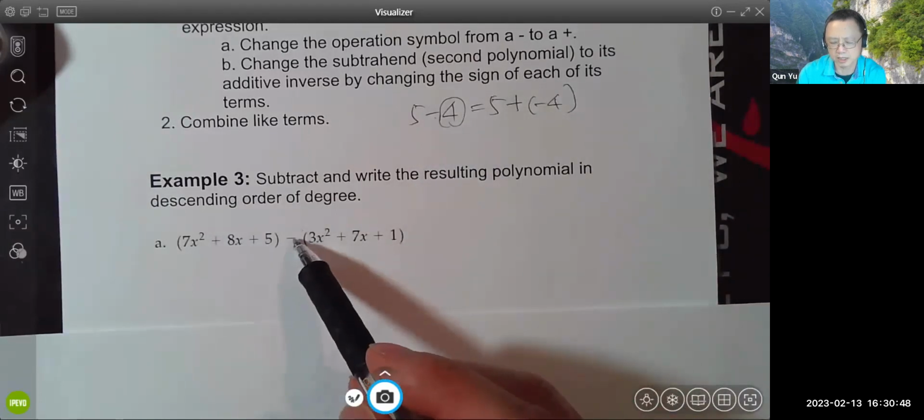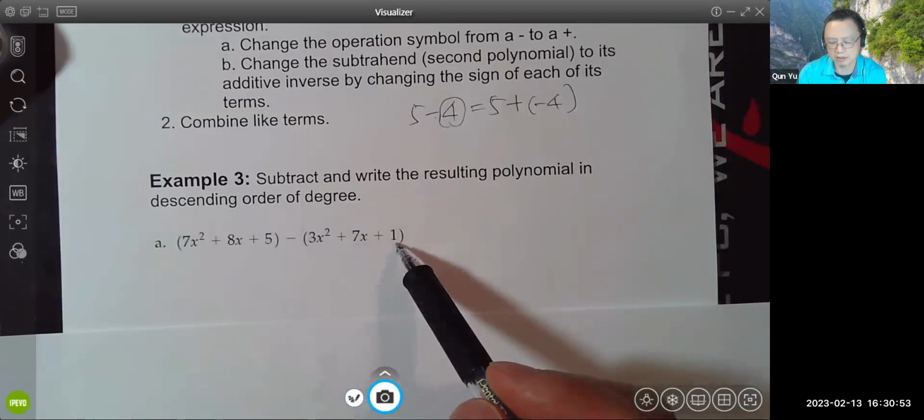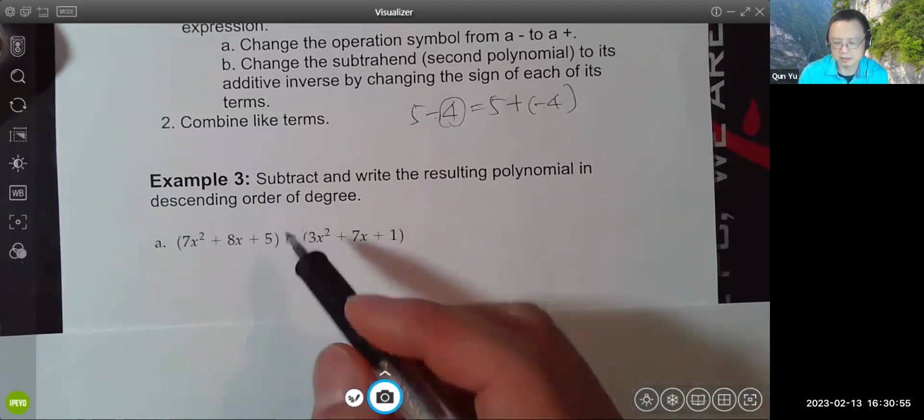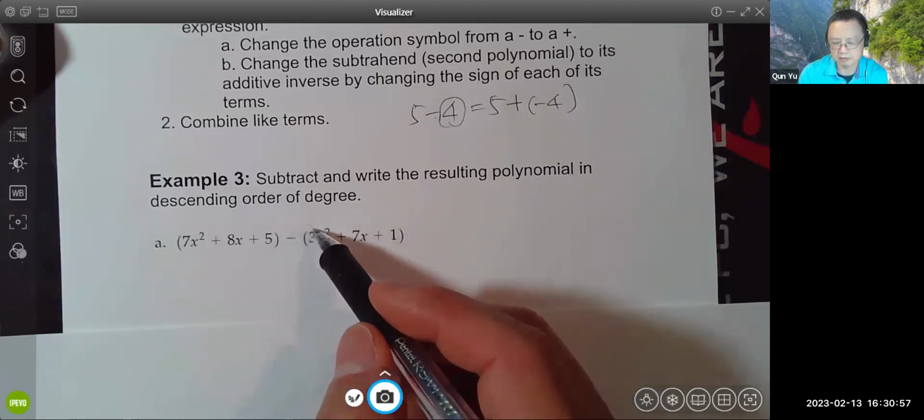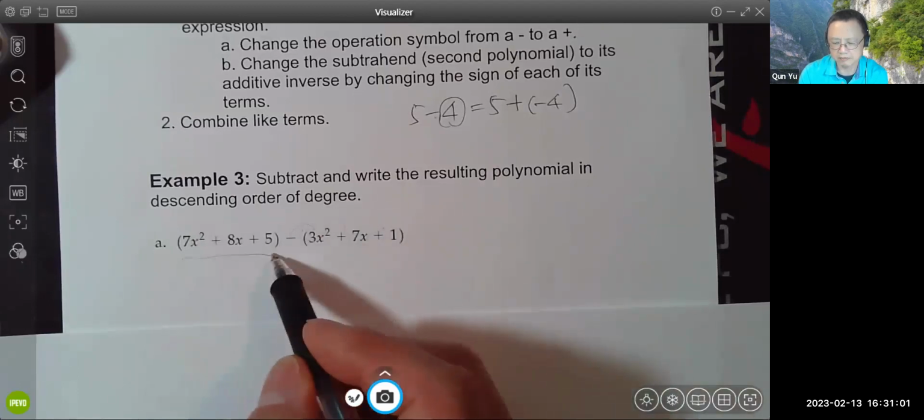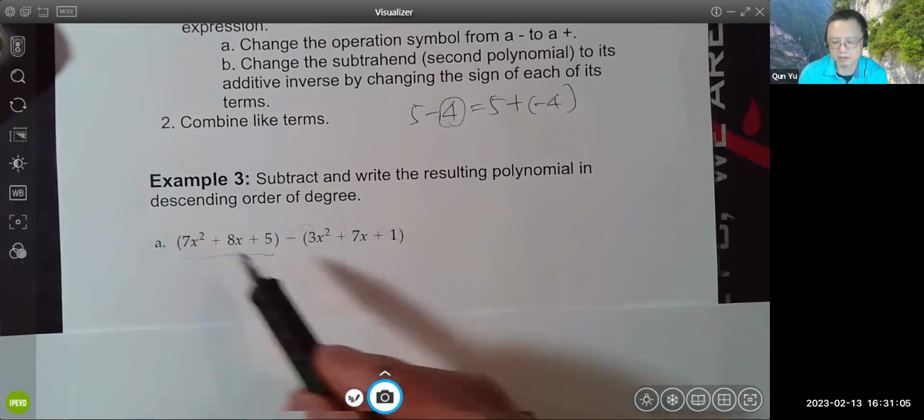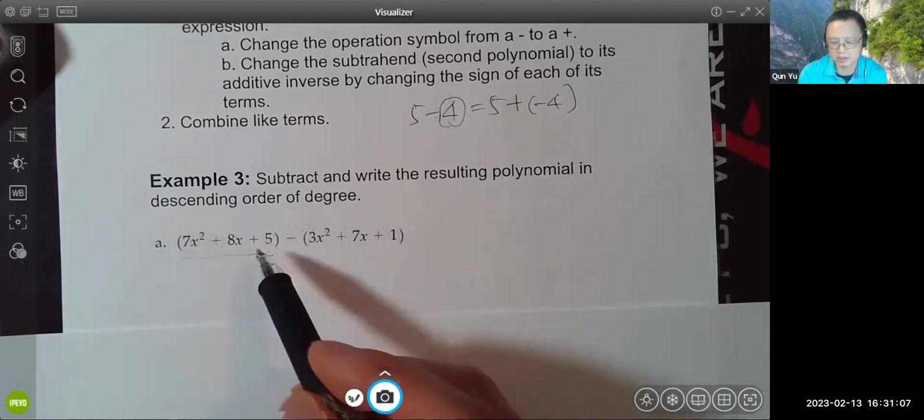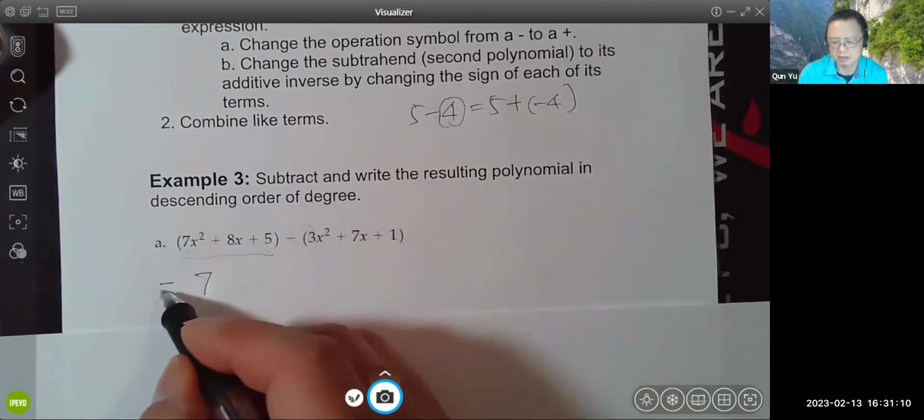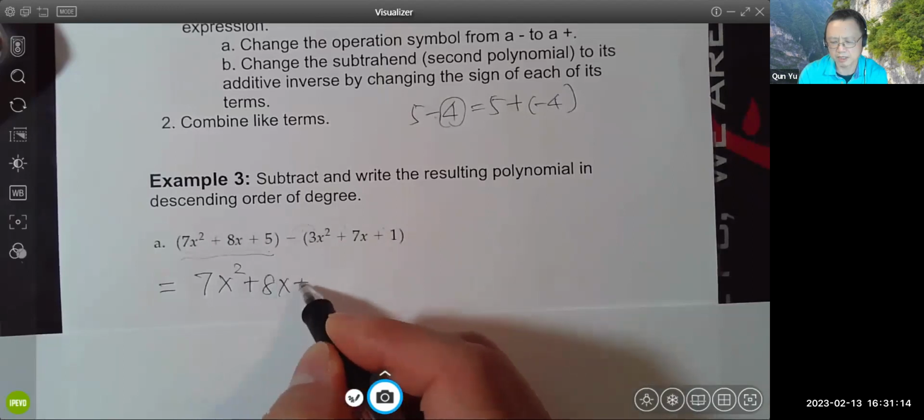Change the minus to plus, and change everything inside the parentheses to the opposite. So it's pretty much like you distribute this negative sign to each one inside. So the first one doesn't have any sign in front of the parentheses, which means positive. You don't need to do anything, just copy this whole thing inside. So equals 7x squared plus 8x plus 5.